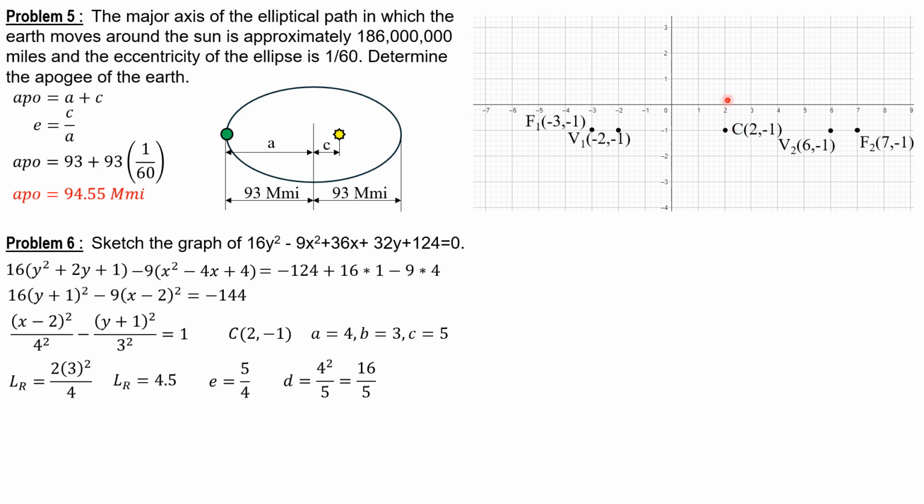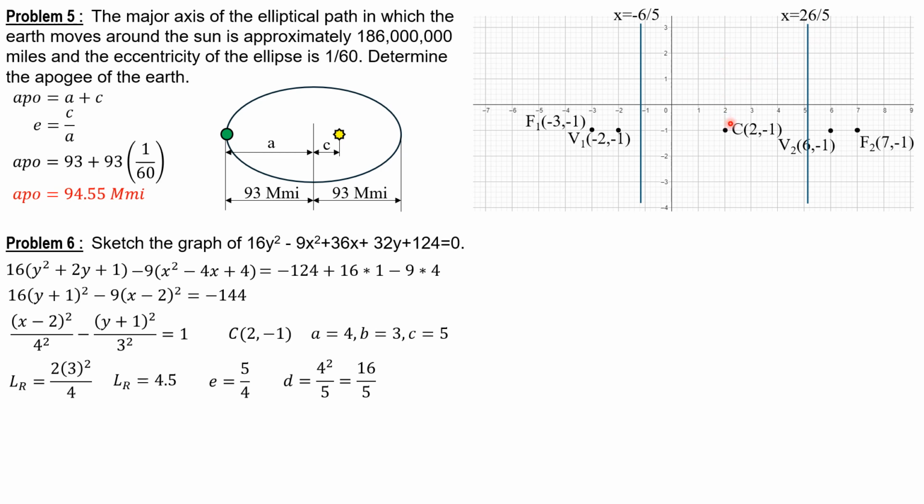Then V3, B is 3, so negative 1 plus 3 is 2. So this is at V3, 2 comma 2. By the way, the directrix is at distance 16 over 5 from the center. So to the left, 2 minus 16 over 5 is negative 6 over 5, or that's negative 1.2. The right directrix is 2 plus 16 over 5, 26 over 5, or 5.2 from the center. From the origin, rather, from the y-axis. So that is x equals 26 over 5.